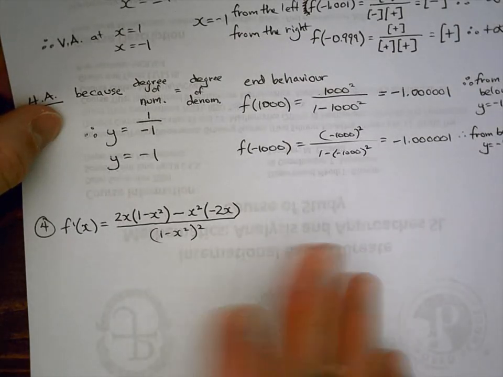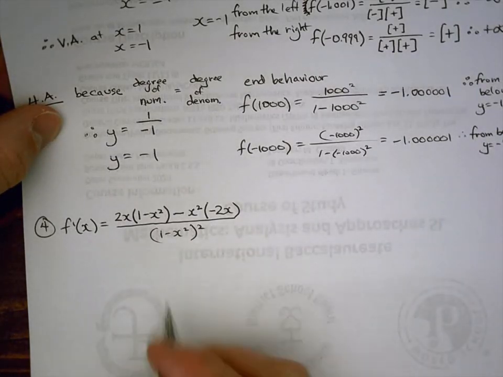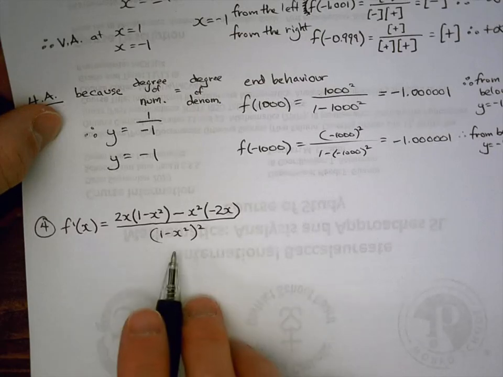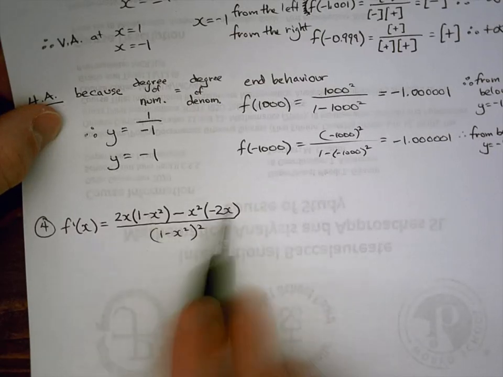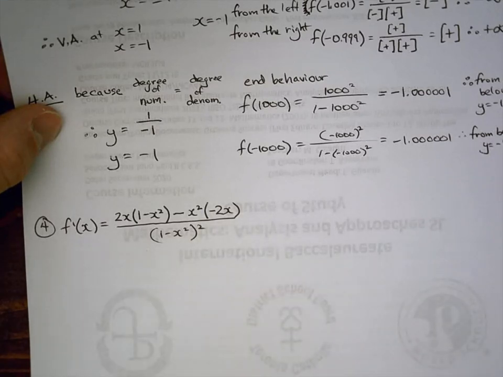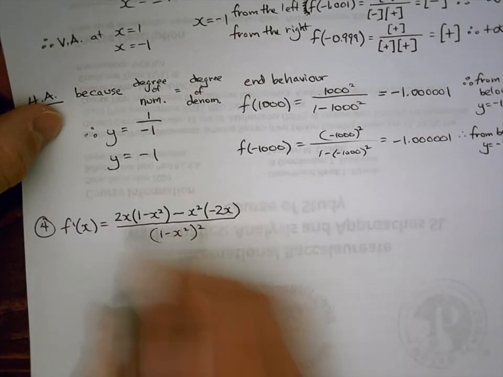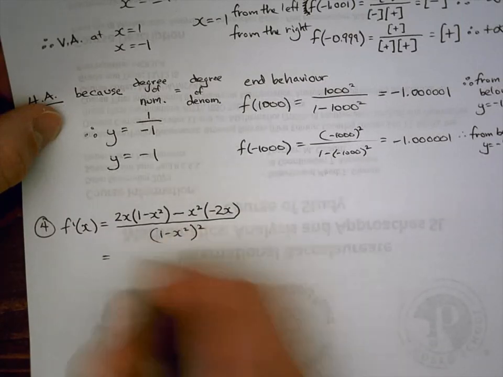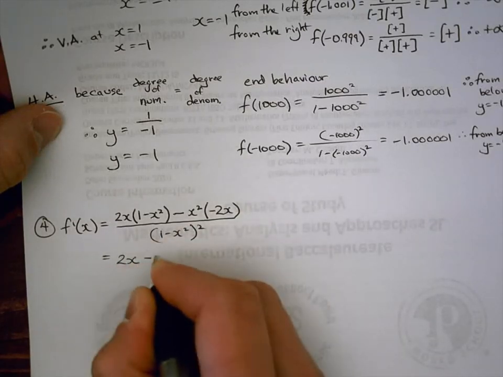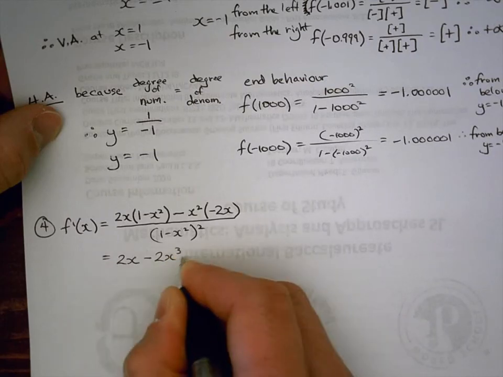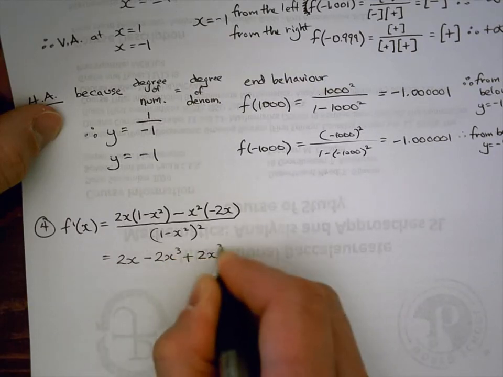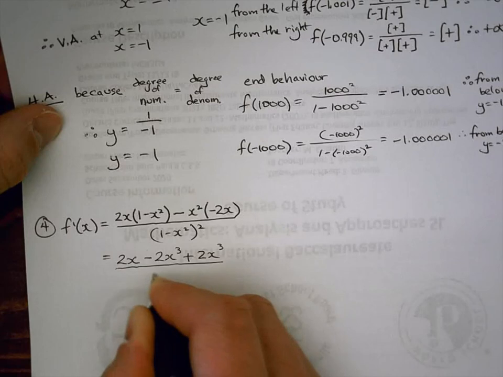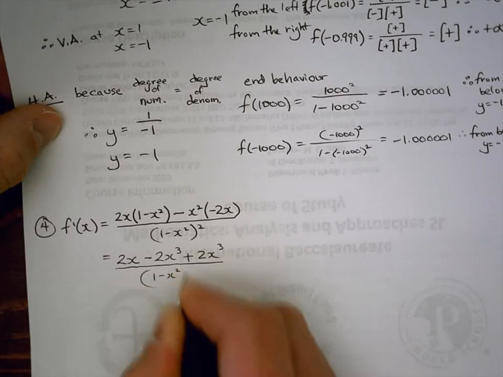Okay, the calculus is done. Now all I need to do is clean up this answer here. Is there a common factor I can take out? 1 minus x squared, 1 minus x squared. There's no 1 minus x squared here. So remember, I do need to factor the top. I'm just going to expand first to see if I can clean it up. So 2x minus 2x cubed plus 2x cubed over 1 minus x squared squared.